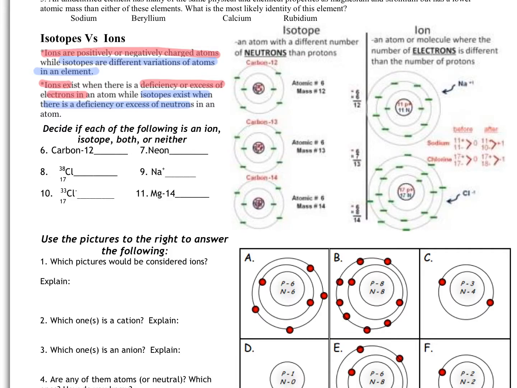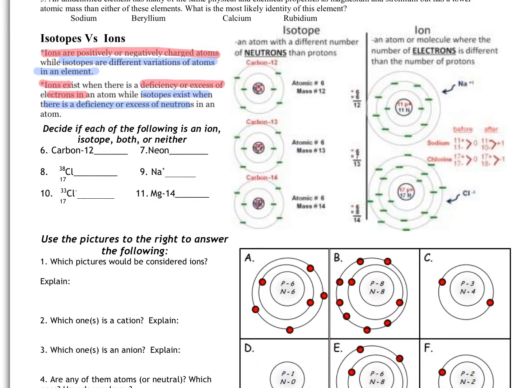An ion, however, is when we have a different number of electrons. If we compare this sodium and this chlorine, this sodium is a +1 because before the change it had 11 protons and 11 electrons. After the change it has 11 protons and 10 electrons, which gives it a total +1 charge. Chlorine is also an ion because it started out with 17 protons and 17 electrons. It gained an extra electron, so now it has 17 protons and 18 electrons, giving it a -1 charge.